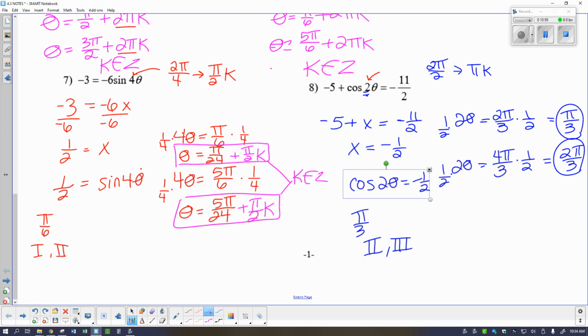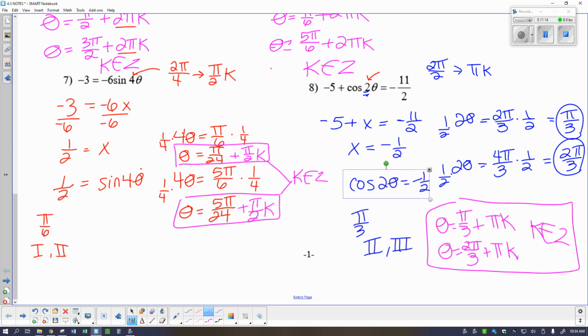So here's my final answer on this one. Pi over 3 plus pi k, and 2 pi over 3 plus pi k. Again, k is an element of an integer. So there's my final answer, taking into consideration the period, or the phase shift.